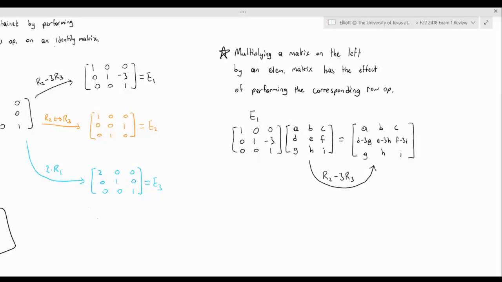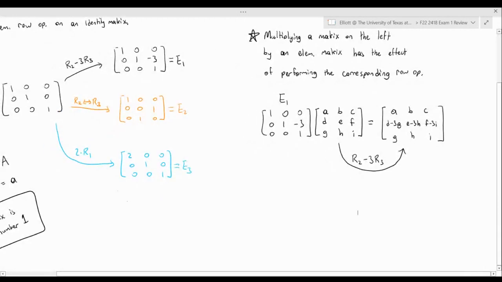So when you multiply a matrix on the left by an elementary matrix, the result is the same as if you just performed the corresponding row operation on that matrix, okay? The same is going to be true if you used E2 or E3.